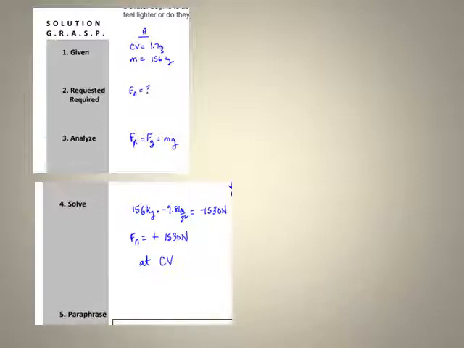Now, the normal force is simply the positive value because the normal force is the restorative force in the up direction, whereas gravity is in the downwards. So they're equal and they're opposite, and this is at constant velocity. Okay, let's move on to part B.